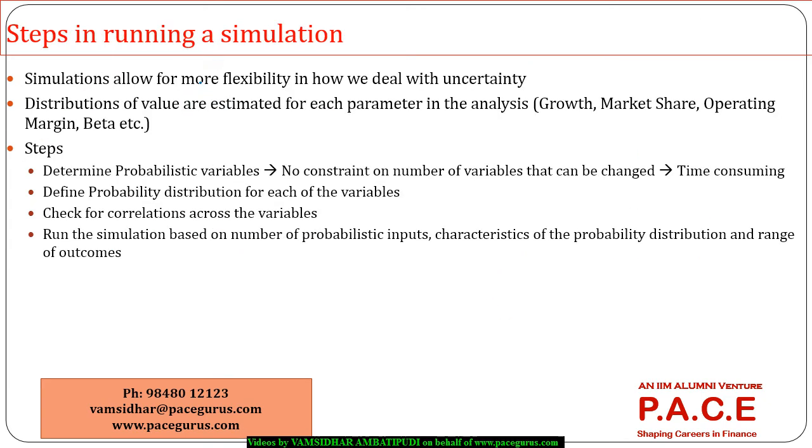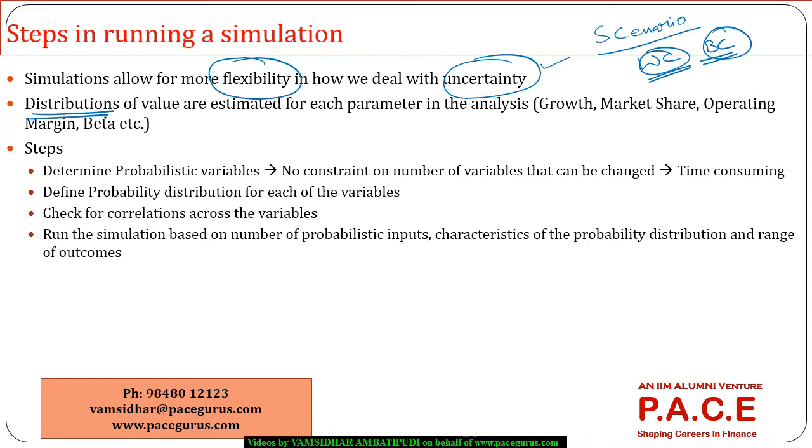Now, coming to simulation, it's more and more flexible, especially if there is a lot of uncertainty in the input variables. If you remember the scenario analysis, we said we'll take the worst case, the best case scenario inputs and then observe the output. But why only these two, or why only these few? Why can't I look at all possible values of the inputs? Now that is where the simulation comes in handy, because we are looking at the probability distribution on how each of the input parameters can change.